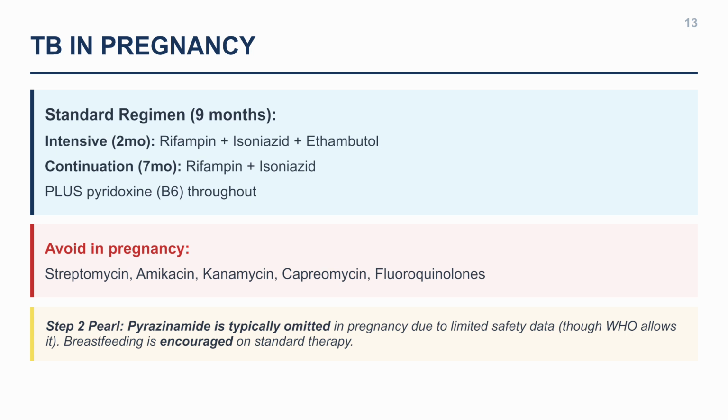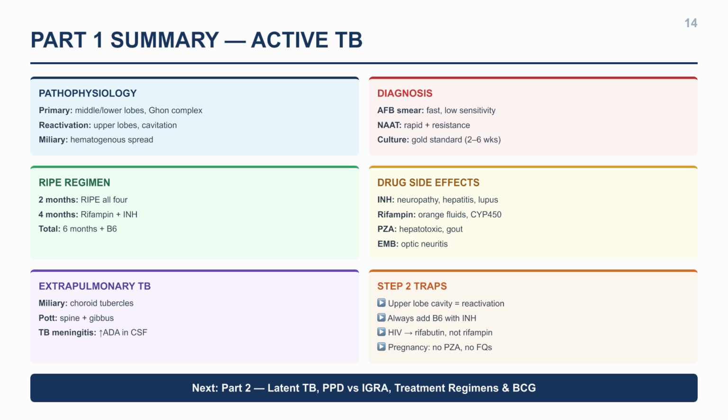Several anti-TB drugs are contraindicated in pregnancy: streptomycin, amikacin, kanamycin, capreomycin, and all fluoroquinolones. Step 2 Pearl. Pyrazinamide is typically omitted in pregnancy in the U.S. due to limited safety data, although the WHO does allow it. Breastfeeding is actively encouraged while on standard therapy, since drug levels in breast milk are minimal and do not treat the infant. Let's wrap up part 1.